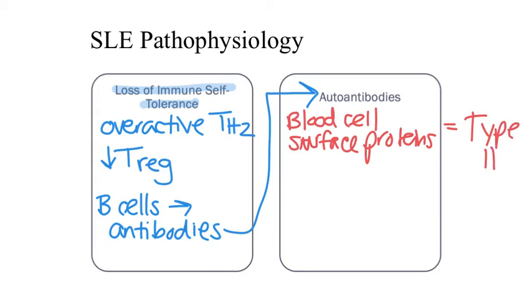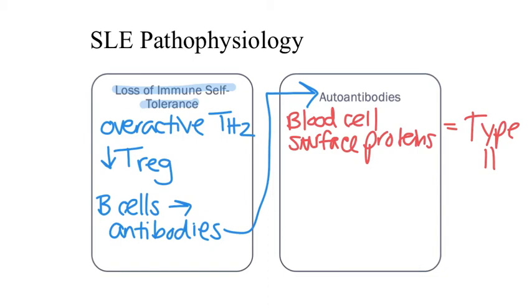In lupus, the type 2 hypersensitivity reaction results in antibodies being generated against blood cell surface proteins. This leads to a reduction in blood counts and can be evidenced in labs by anemia, leukopenia, and/or thrombocytopenia.